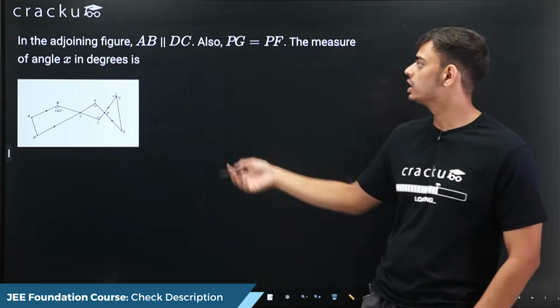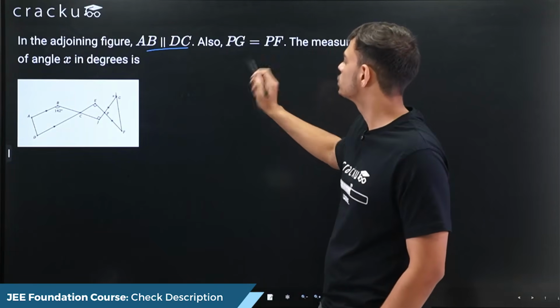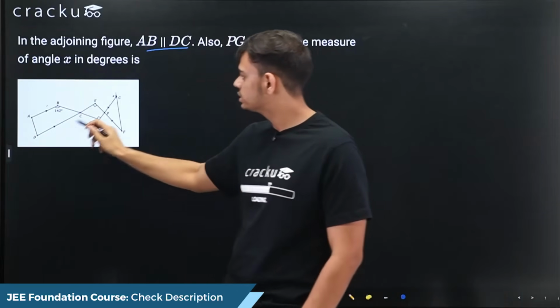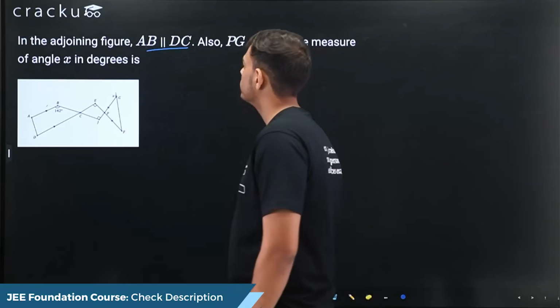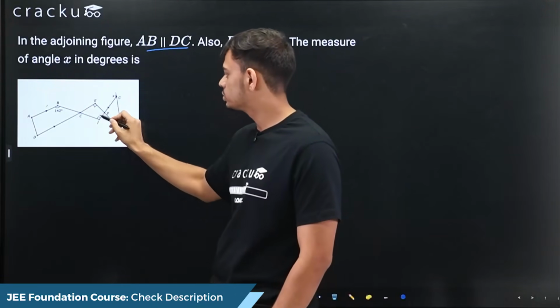In this question, we are given that AB is parallel to DC. Also, PG is equal to PF. These two lines are equal. AB is parallel to DC. We need the measure of angle x. We are given this 142 degree, and these two are 90 degree.